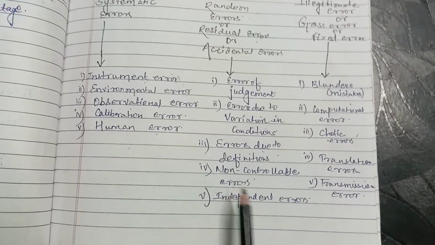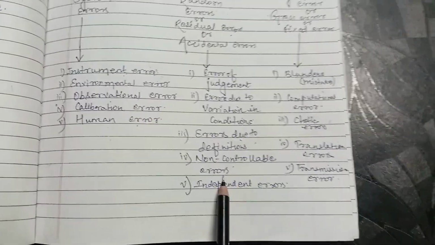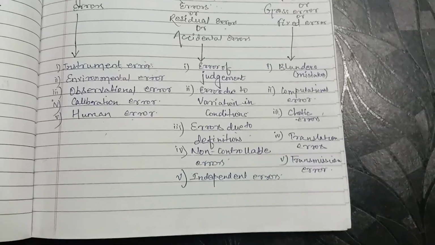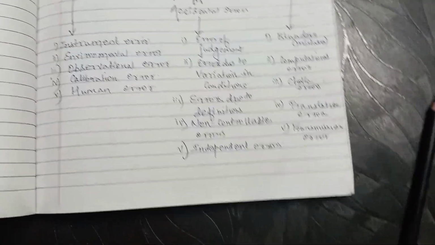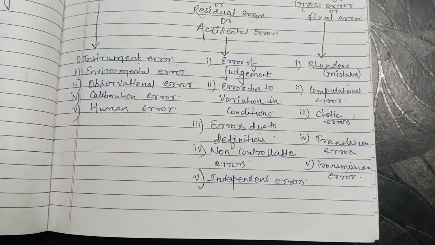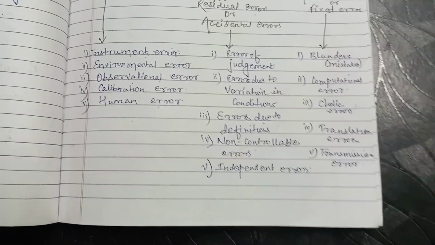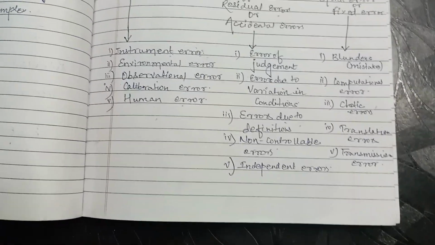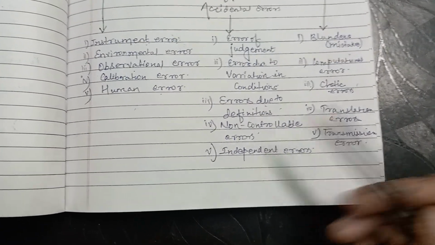Controllable errors, and the errors which cannot be controlled are the non-controllable errors. And the independent error. These errors are basically unpredicted, and these kinds of errors can vary with the situation, and we basically cannot predict how this error can occur.